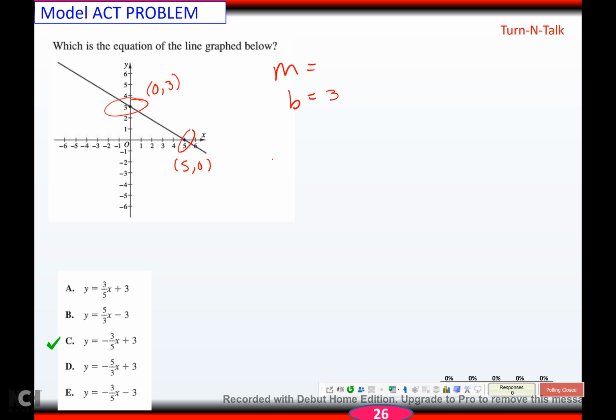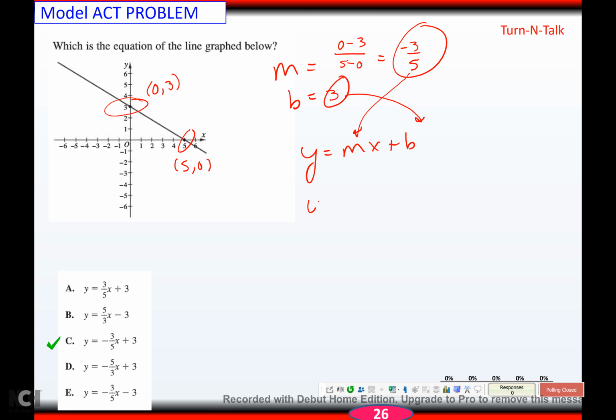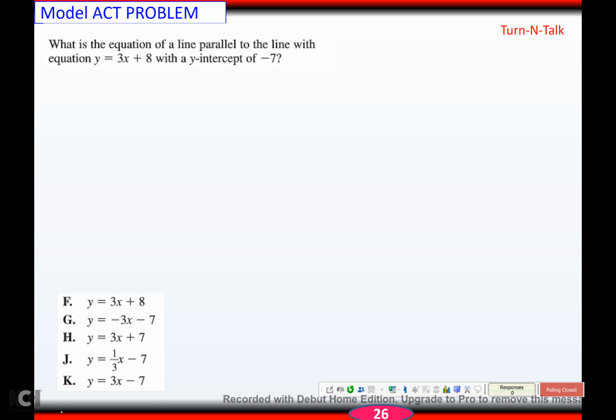So my slope is going to be 0 minus 3 over 5 minus 0, which is negative 3 over 5. So there's my M, there's my B. My equation is y equals mx plus b. Put m here, b here, and I get y equals negative 3/5 x plus 3. Okay? Try this one, hit pause, come back when you're ready.